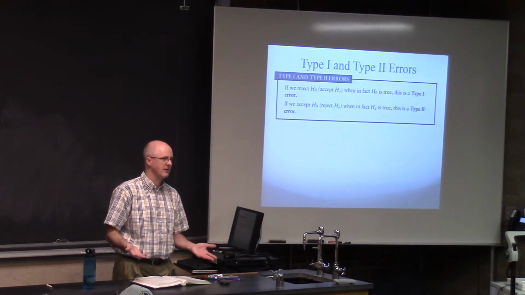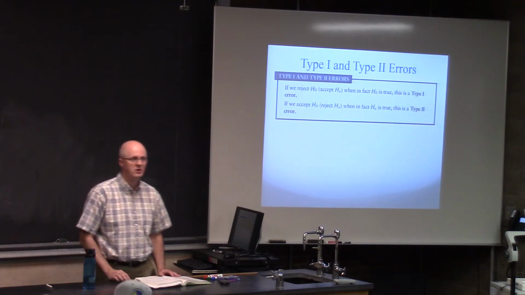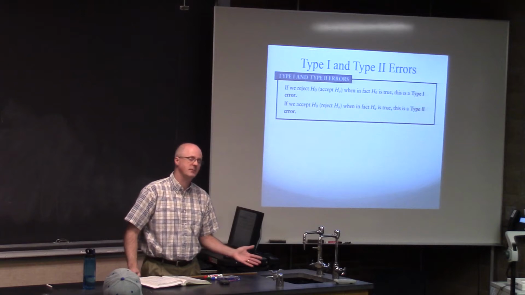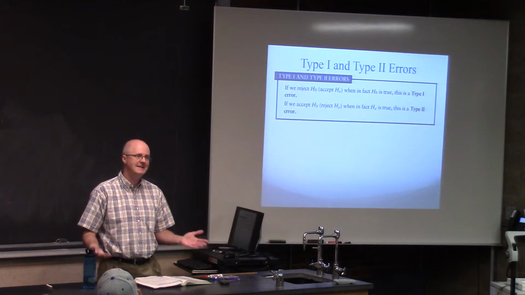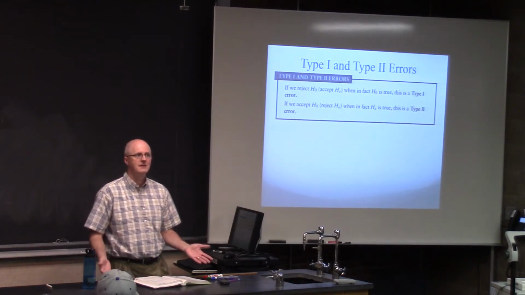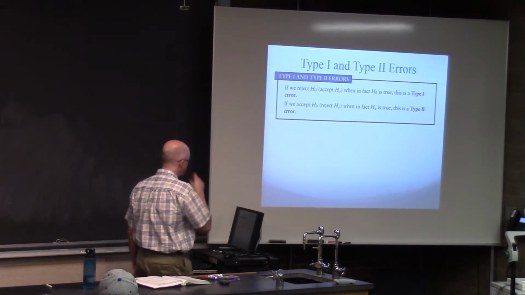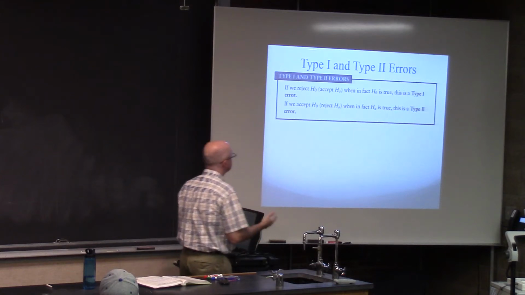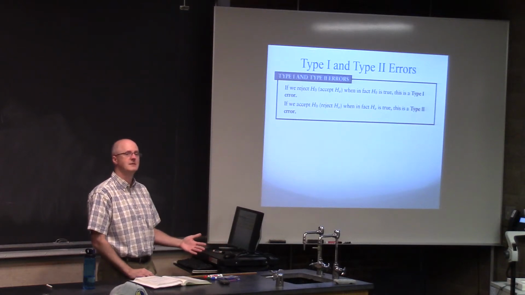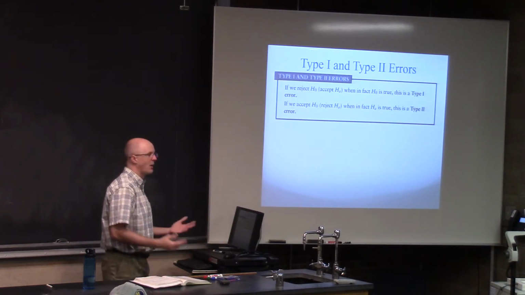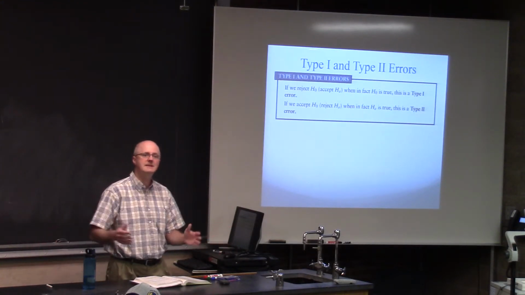Typically people think of that as the worse error. As a society, we've decided it's worse to convict an innocent person than to acquit a guilty person. They're both bad, but if we have to make a choice, we'd rather not convict an innocent person than acquit a guilty person. A type 2 error is the opposite. That's failing to convict a guilty person, failing to reject the null when you should have. Both of those are mistakes as far as your decision goes, not necessarily math mistakes.